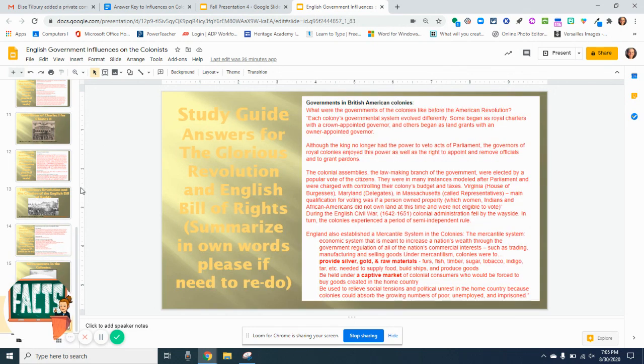So, governments in the colonies. There are various kings and queens that ruled throughout colonial history, and their approaches to ruling the colonies varied, with some taking more of a laissez-faire, let them do what they wanted approach, and some trying to establish direct control over the colonies. Each colony's government system was different because they were established for very different reasons.